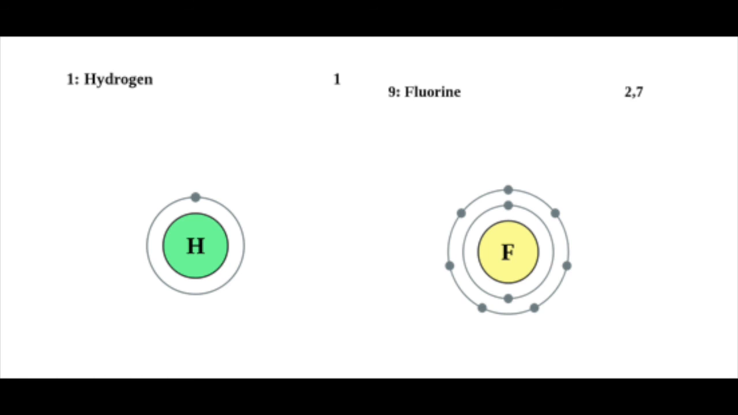Due to this scenario, both groups are highly reactive as they need to give or gain an electron. This is considered the octet rule, that there are 8 electrons in the outer shell for the element to become balanced.